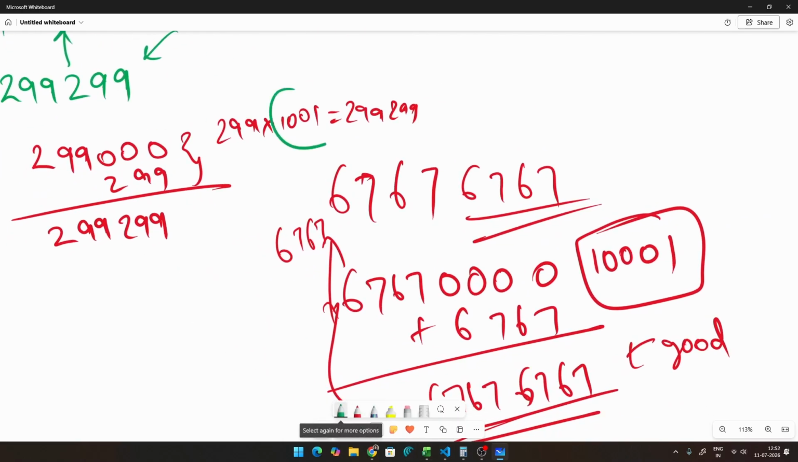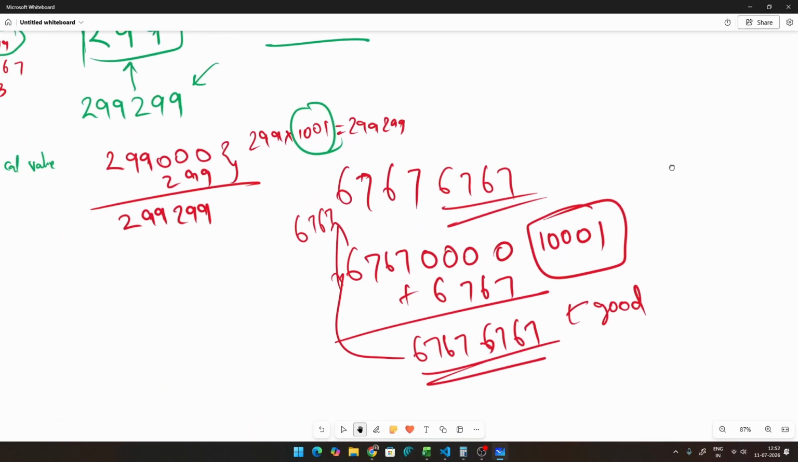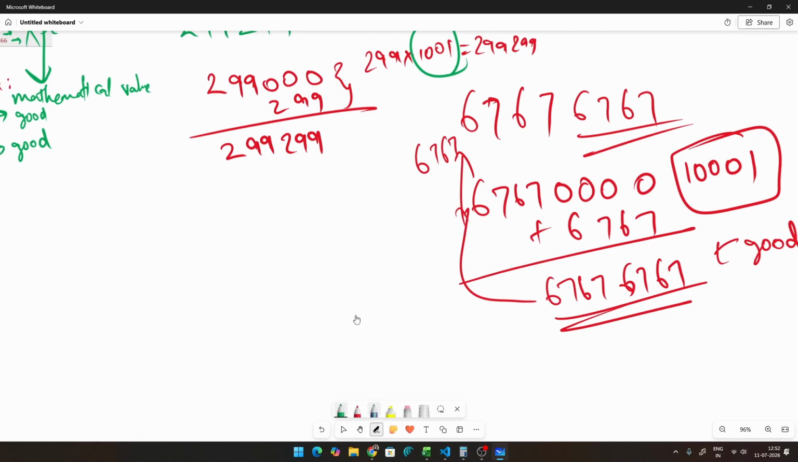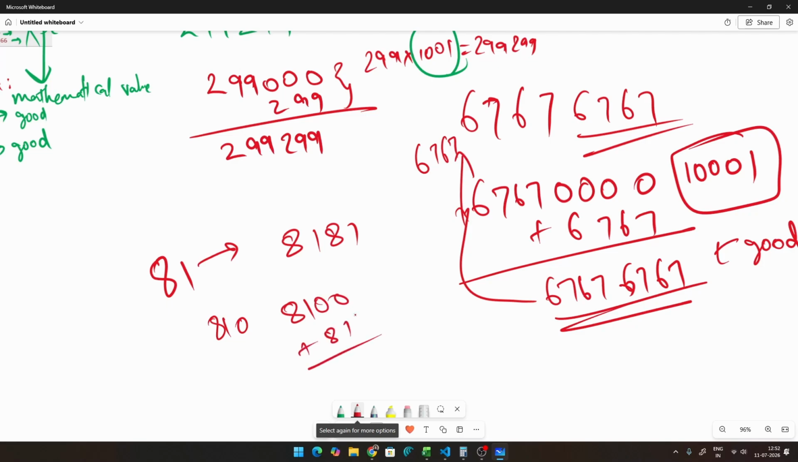Okay. Right? And let us take another example as well. And maybe let's take something very simple this time. Okay, I'm going to take something like 81. Right? So from 81, I need to get 8181. So I get 810 and then I get 8,100. Add that to 81 and I get 8,181. Right? So here what am I doing? I am multiplying by 101. Right?